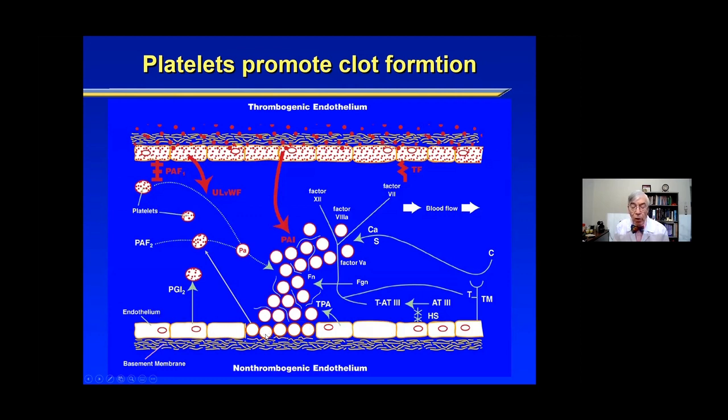And if you have a hole in that, you start to bleed. And platelets come along, these round balls here, and they plug up the leaks. And this gives you a plug at the site of injury. And this is how platelets work to prevent you from bleeding to death.